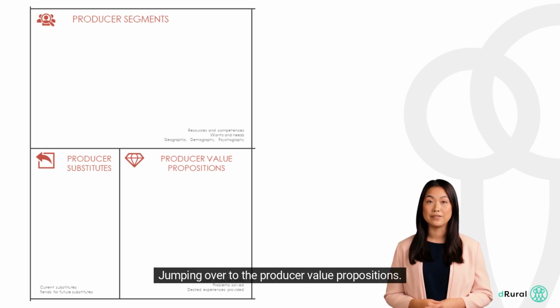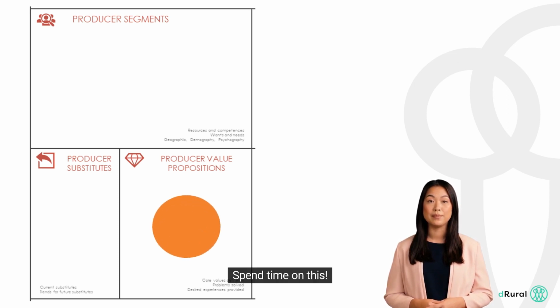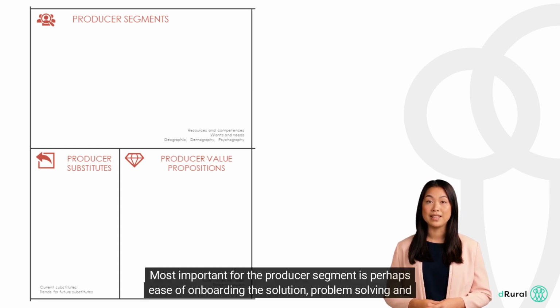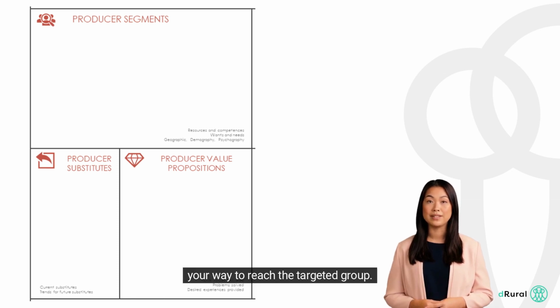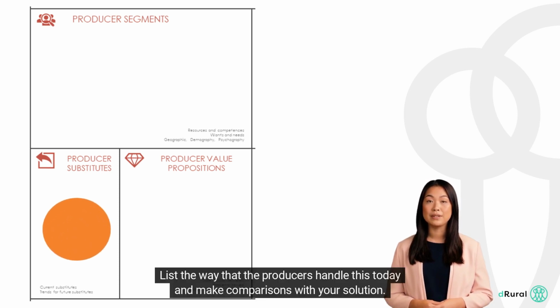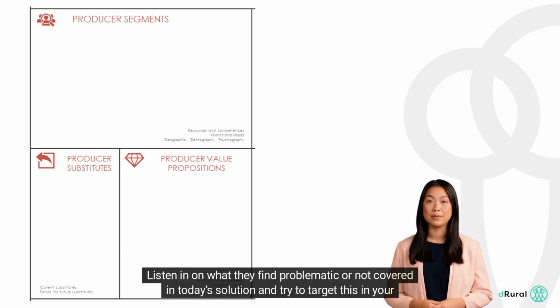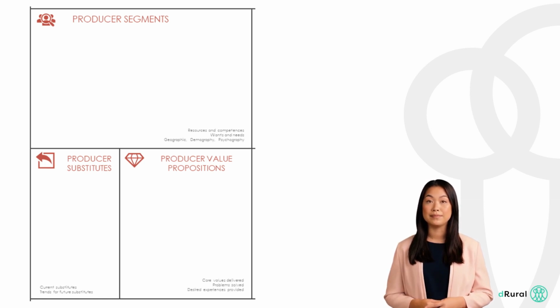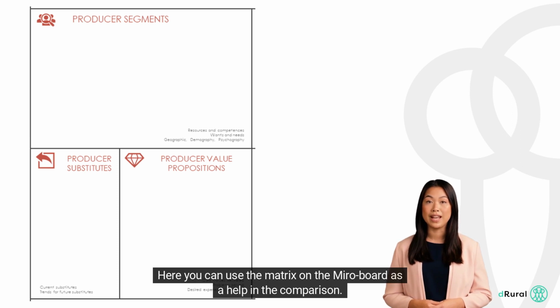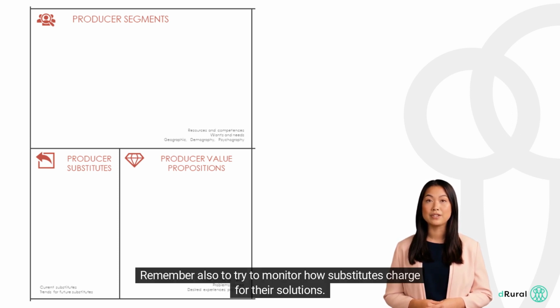Jumping over to the producer value propositions. Spend time on this. Make them precise and validated. Most important for the producer segment is perhaps ease of onboarding the solution, problem solving, and your way to reach the targeted group. Then we land in the producer substitutes. List the way that the producers handle this today, and make comparisons with your solution. Listen in on what they find problematic or not covered in today's solution, and try to target this in your value proposition. Here you can use the matrix on the Miro board as a help in the comparison. Remember also to try to monitor how substitutes charge for their solutions.